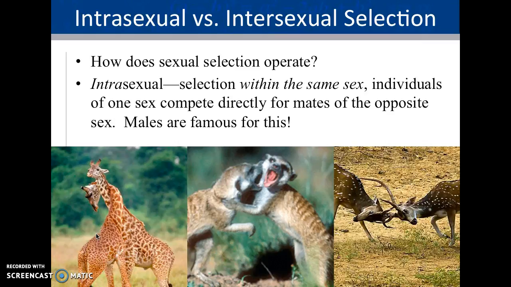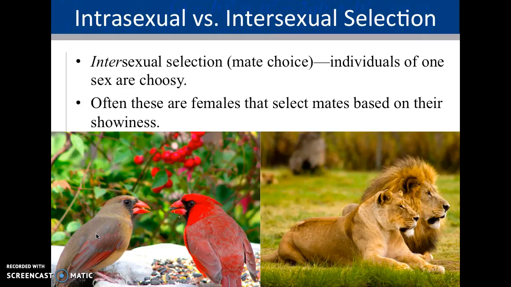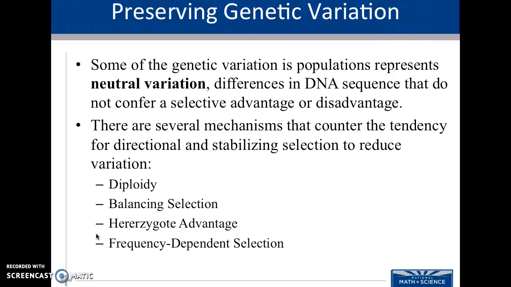How does this sexual selection operate? Intrasexual selection occurs within the same sex. So that means that males are competing with each other. That basically means that the organisms of one sex are competing for mates of the opposite sex. This is pretty much always males all the time. Intersexual selection, mate choice, is when individuals of one sex are basically choosy about who they mate with. This is usually the females. The males compete with each other, and then the females can either opt to mate with certain individuals or not, based on their showiness or their strength or their size and things like that. And so typically, not always, males show intrasexual selection, females show intersexual selection.